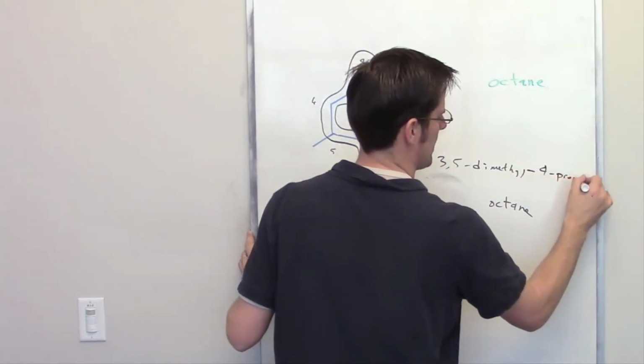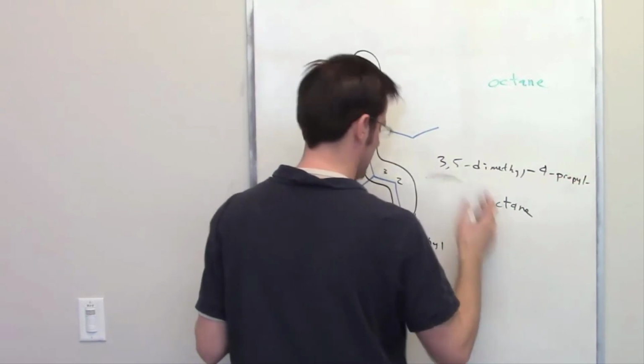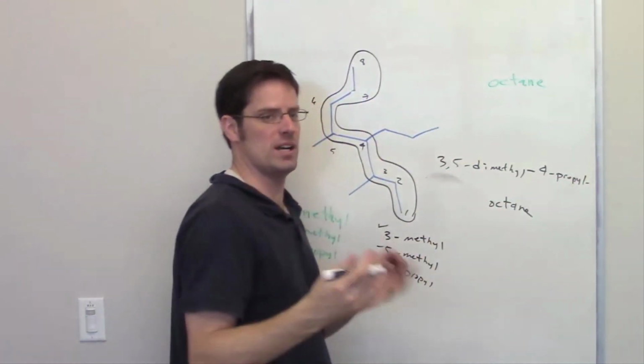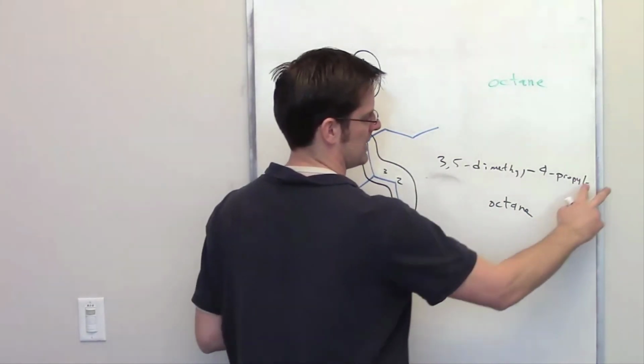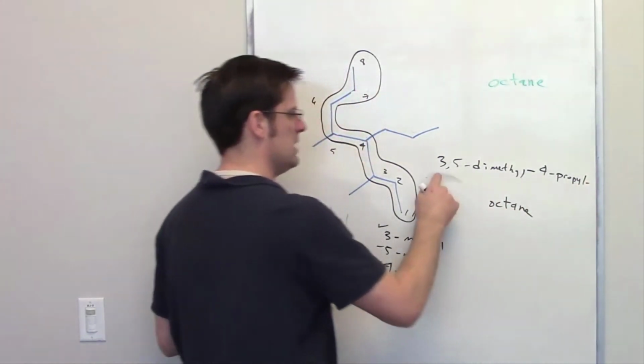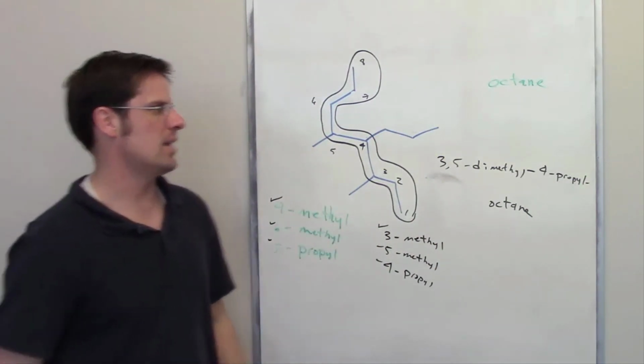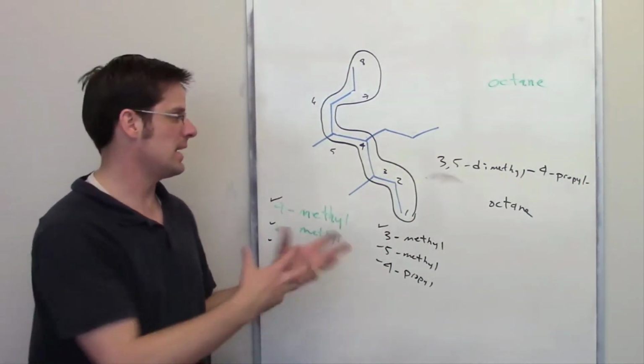4-propyl. And then octane. I've kind of run out of room, but what you'd actually do if you wanted to get this totally right is write the octane up here, and you would not have a hyphen there. So it's 3,5-dimethyl-4-propyloctane, and that is the correct answer, or IUPAC name, for this structure.